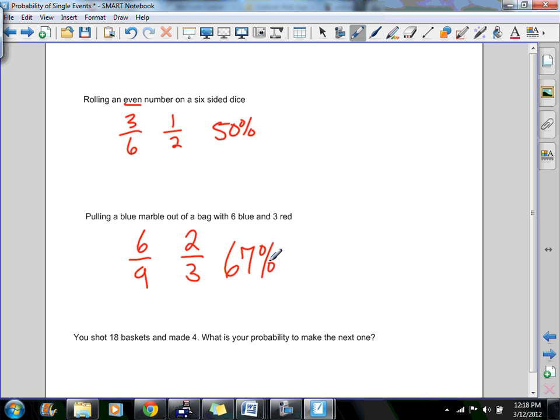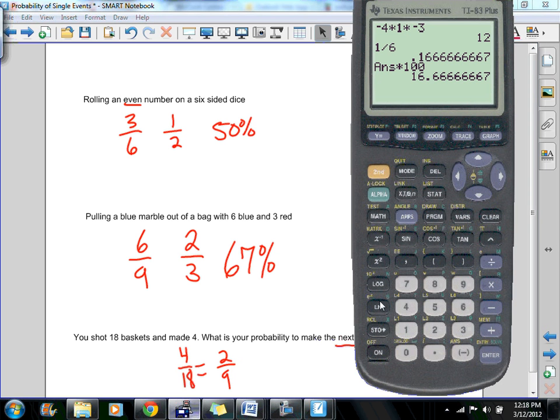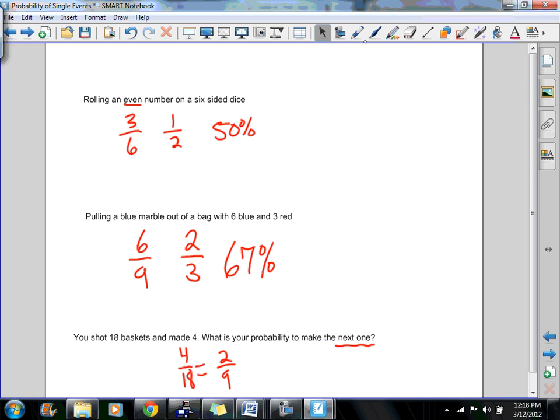And finally, you shot 18 baskets and you made 4. What's the probability you make the next one? So you go 4 out of 18. Now this is a tricky way to ask this. What's your probability to make the next one? But what they're asking you is what was your probability. So this ends up being 2 out of 9, which is 22%. So you have a 22% chance of making your next one, which is Wesley Johnson type numbers. Very bad. All right. I think that's everything.